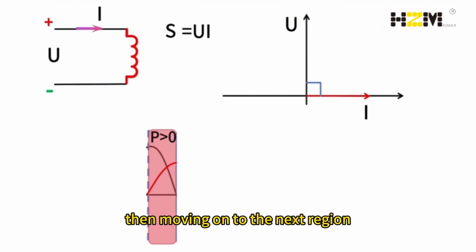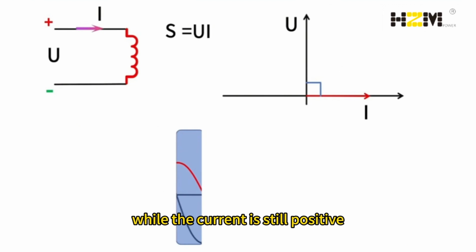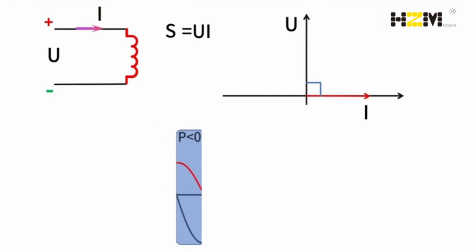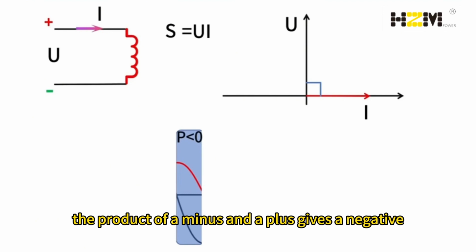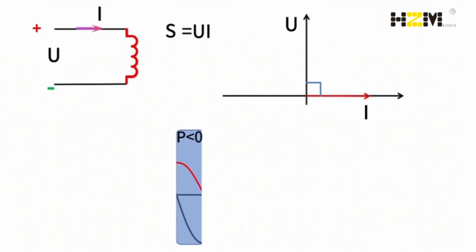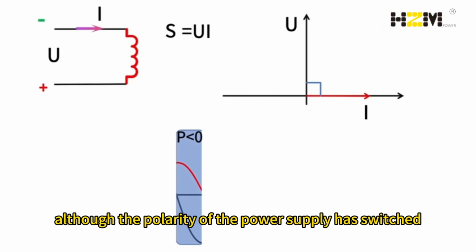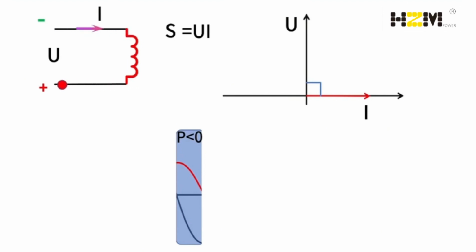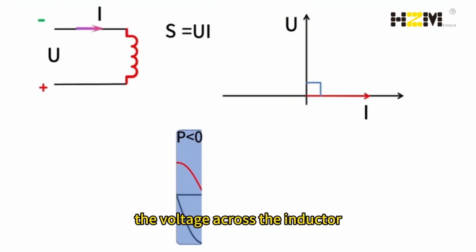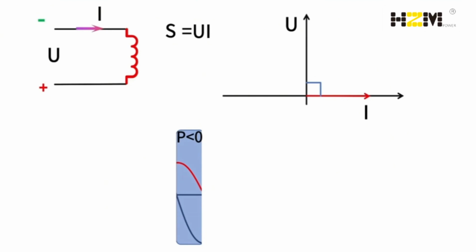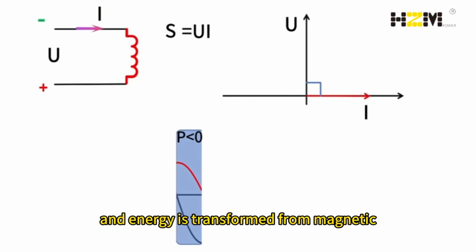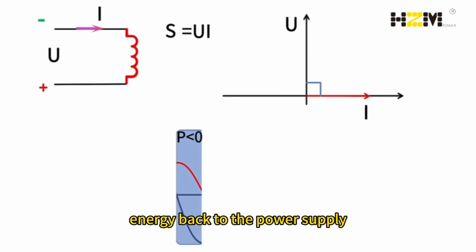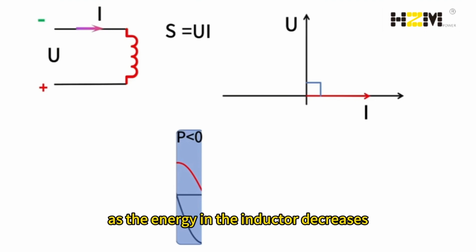Then, moving on to the next region, voltage is negative while the current is still positive, and P is less than 0. The product of a minus and a plus gives a negative, indicating energy release. Although the polarity of the power supply has switched, the direction of the current remains unchanged, moving clockwise from low to high. Obviously, at this point, the voltage across the inductor is higher than that of the power supply. The inductor leads the current direction and energy is transformed from magnetic energy back to the power supply. As the energy in the inductor decreases, the power supply takes a dominant role, meaning it can hinder but not prevent the change in current.